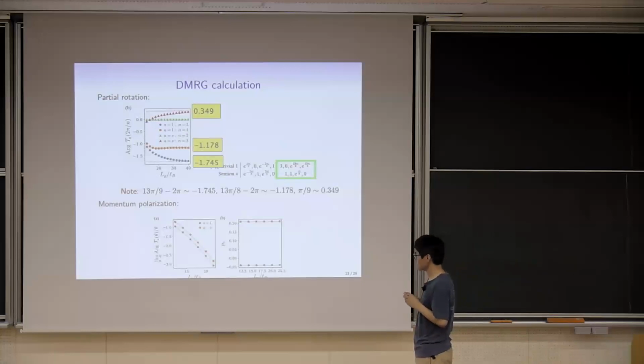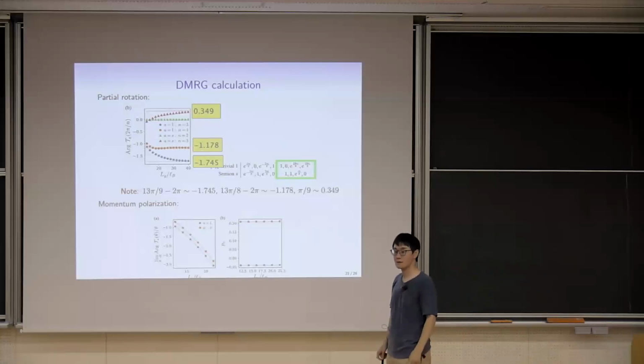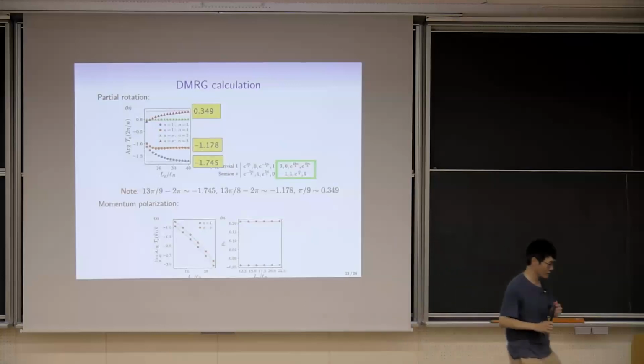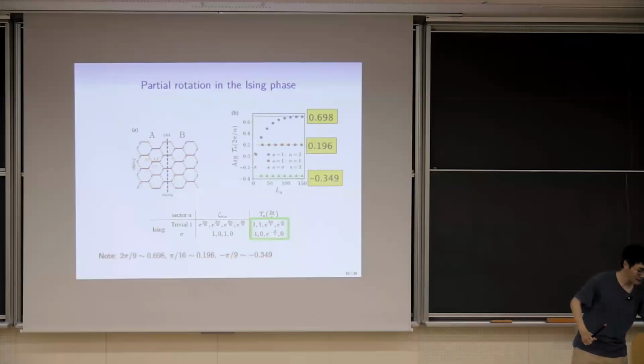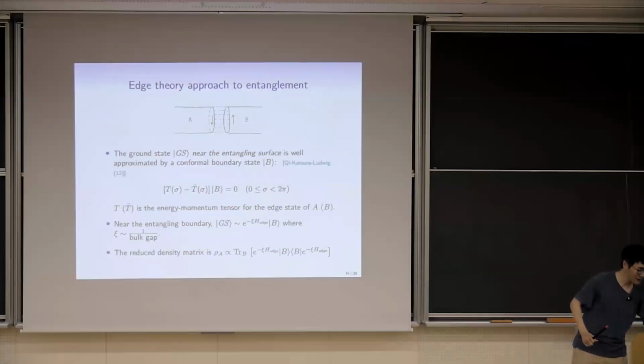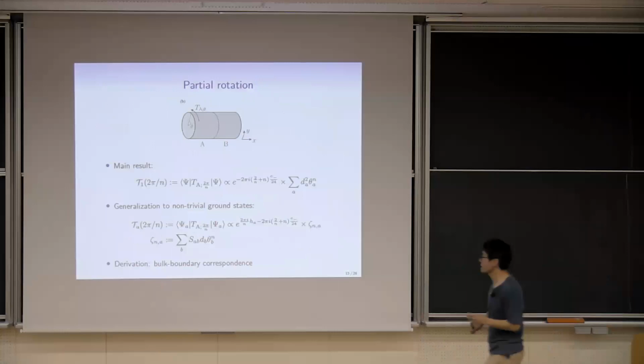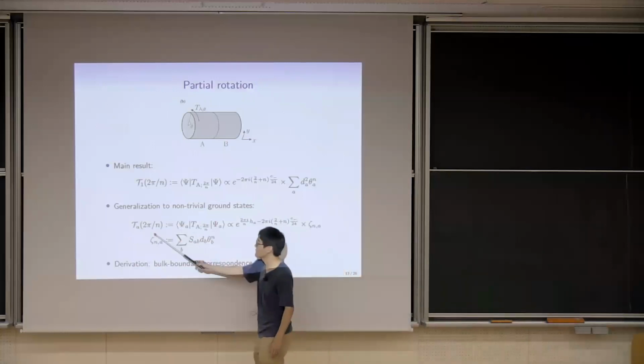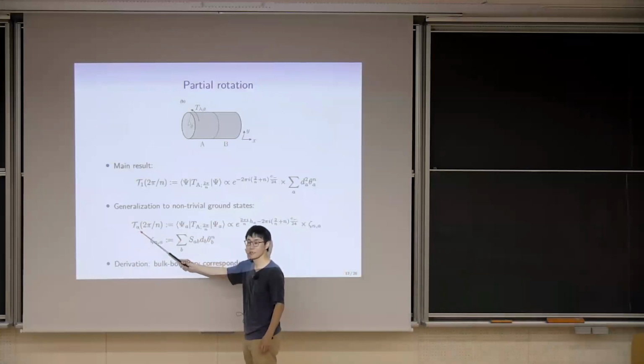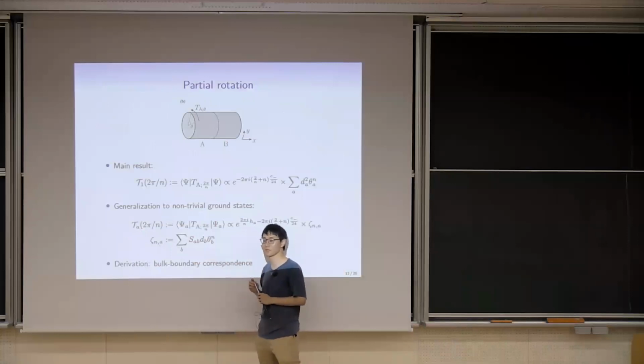Can this partial rotation be used to extract the data for the modular S matrix rather than the T matrix? Yes, good. Maybe I didn't emphasize, but S will enter if I consider a non-trivial ground state. It will pick up some contribution from S. I'm not entirely sure if I can isolate this, but it certainly picks up some information.